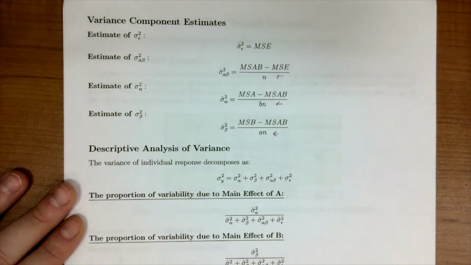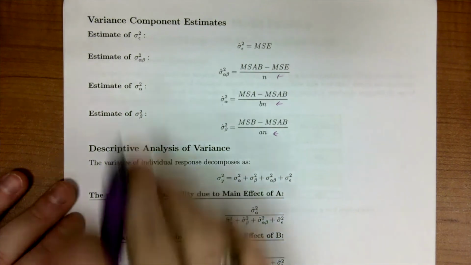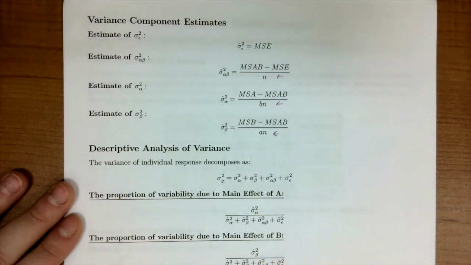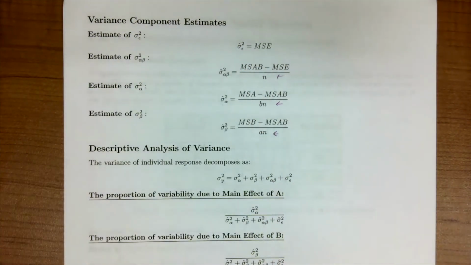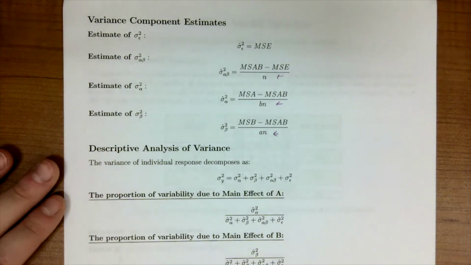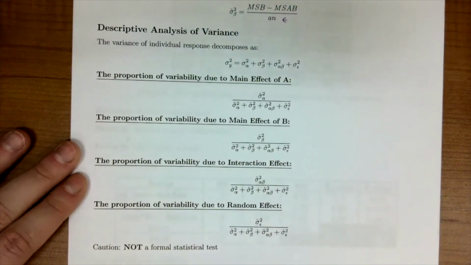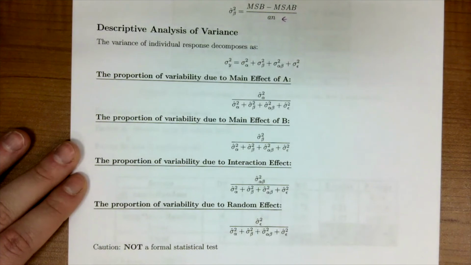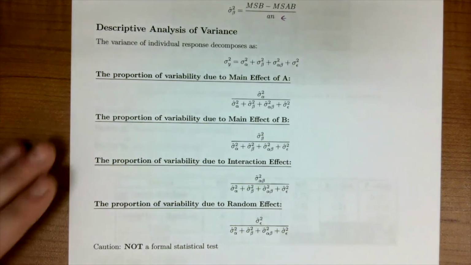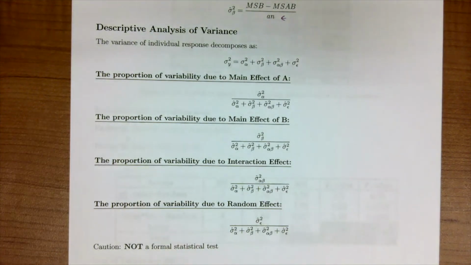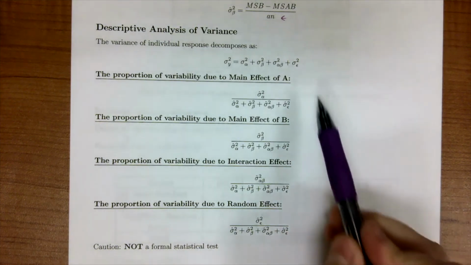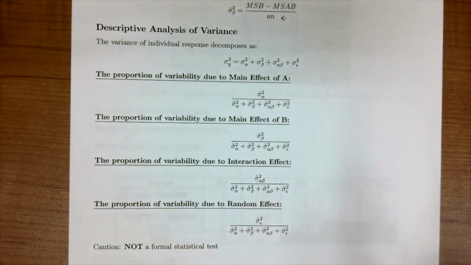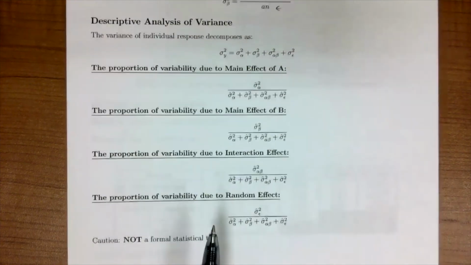One way we can look at how much impact certain variances have compared to everything else is by decomposing it and looking at the proportion of variability due to each effect. Okay, now this isn't a formal statistical test, but it can at least maybe tell us where most of our variability is coming from. So this is just working with proportions.